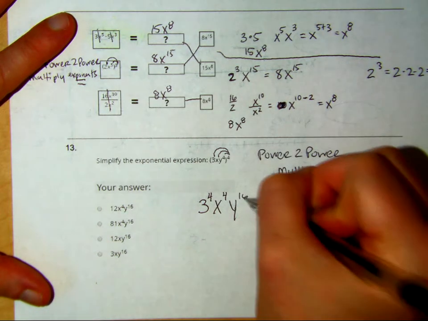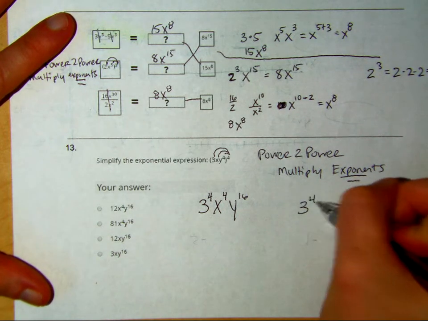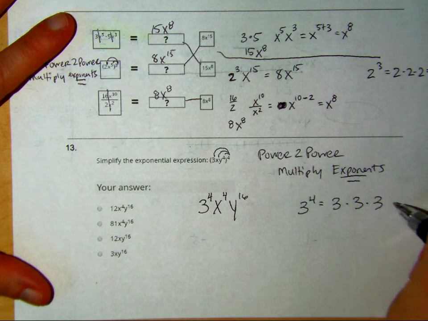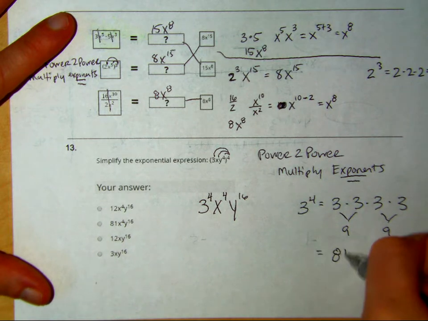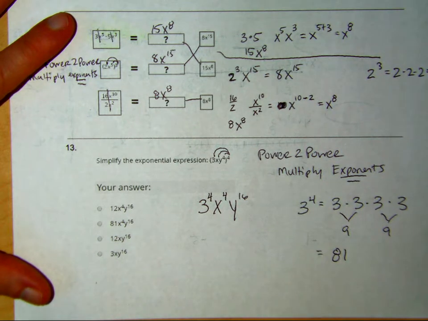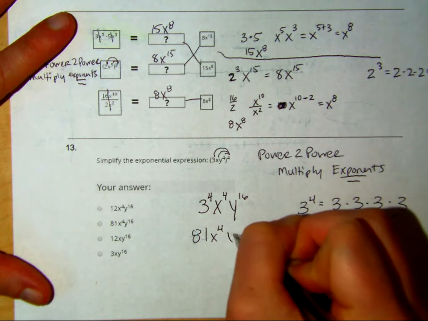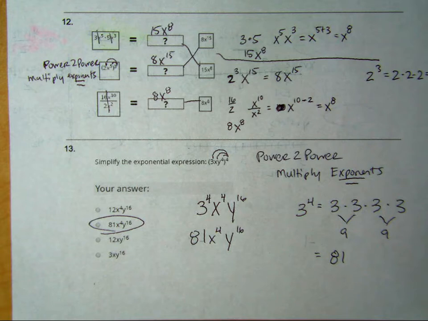Now we just need to simplify. 3 to the 4th power is the same thing as 3 times 3 times 3 times 3 one more time. Okay, and that would be 9 times 9, which equals 81. Okay, so we get 81x to the 4th, y to the 16th, and we have a match. Okay, so moving on to number 14.